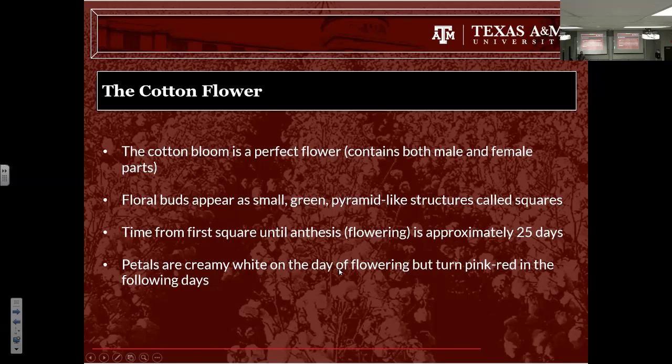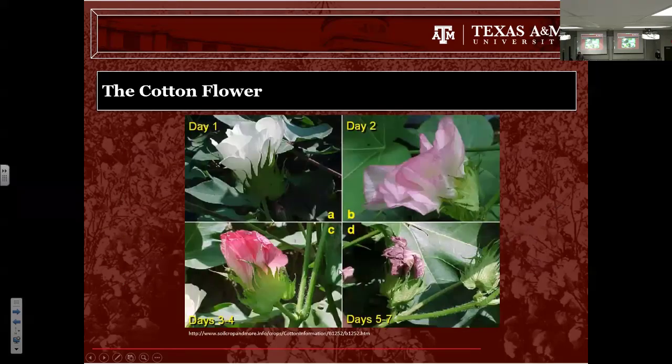Time from first square until anthesis, which is flowering, is about 25 days. At first, the petals appear to be creamy white, and then the day after, they turn into a pinkish red, and then they get to a more reddish color the further you go. So this is just a picture to show you. On day 1, the flower is pretty white. Day 2 turns into a pinkish color. Day 3 to 4, pinkish red. And then 5 to 7 is when the flower starts to shrink.